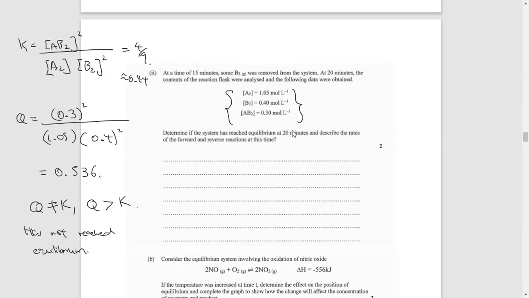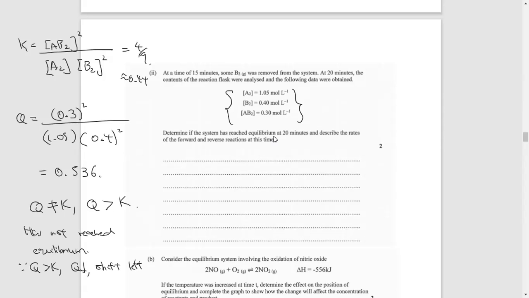So that answers the first part of the question. The system has not reached equilibrium. And now we want to consider which way it will shift. And once we know which way it shifts, we'll be able to describe this. So if Q is greater than K, that means Q needs to go down, which means it needs to shift left.